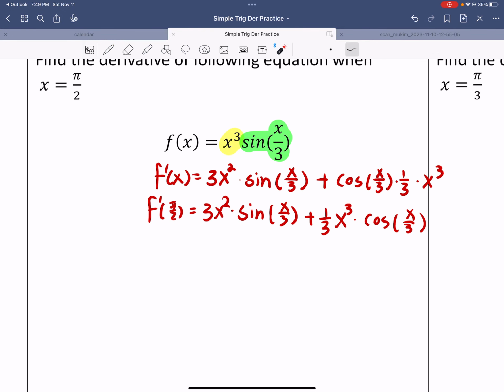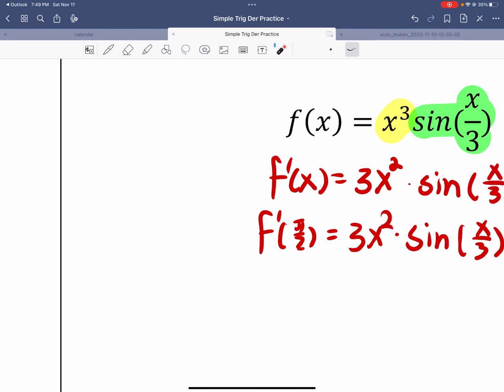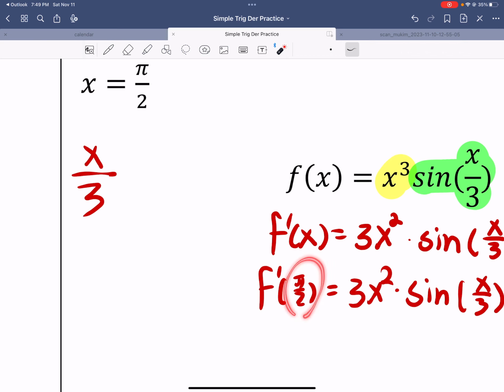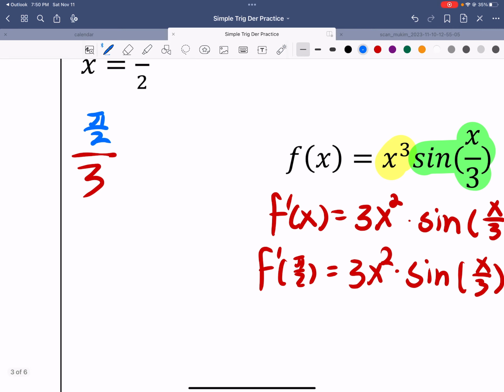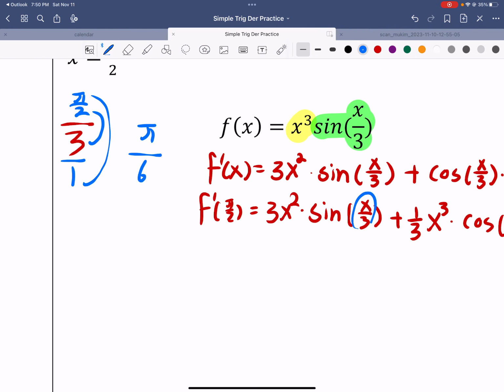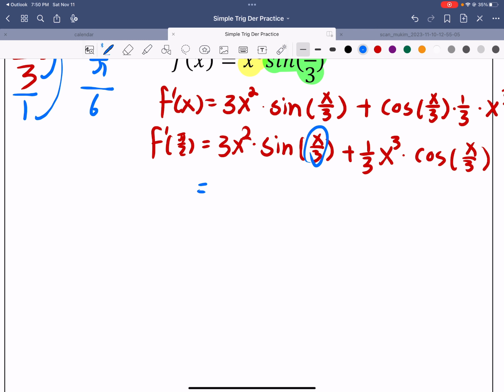Now, instead of x, I'm going to put pi over 2. Let me do it on a side note. It's x over 3 here, but instead of x, I'm going to put pi over 2. Can you see that? Now let's simplify this. 3 means 3 over 1. Remember, inside goes to the bottom and outside goes to the top. So it's going to be pi over 6.